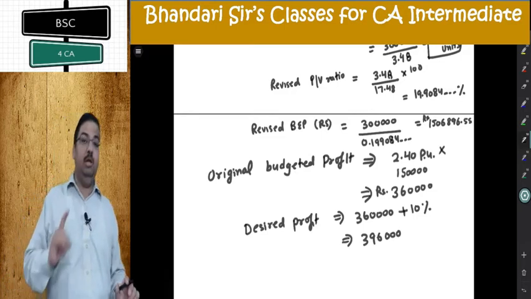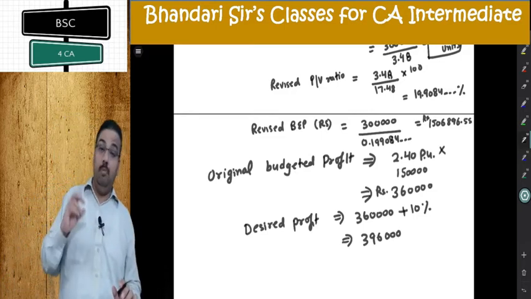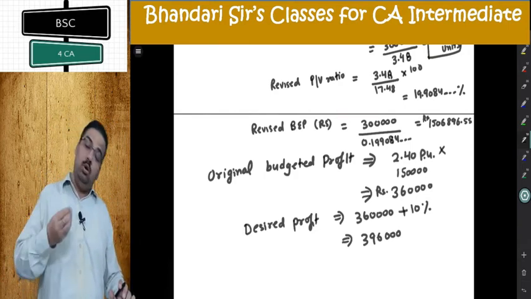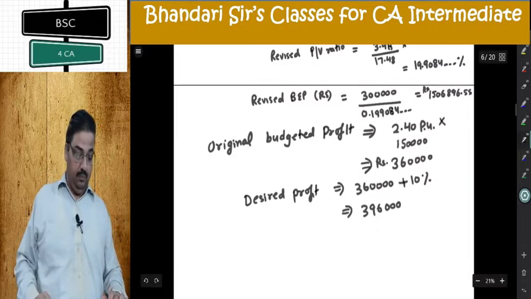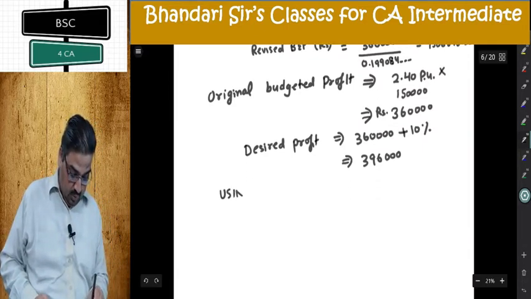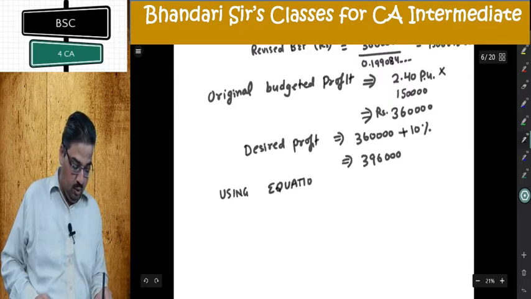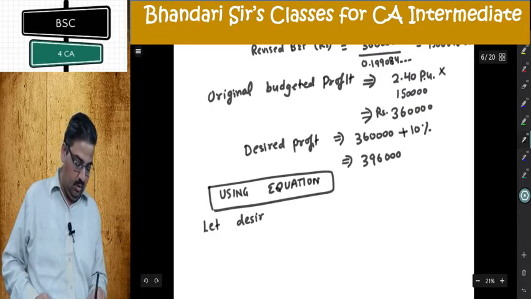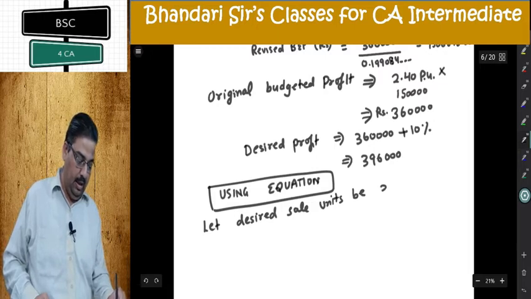Number one, by using formula. Number two, by using basic profit equation. I'll do both the ways for your understanding. First I do basic, using equation. Let desired sale units be X.